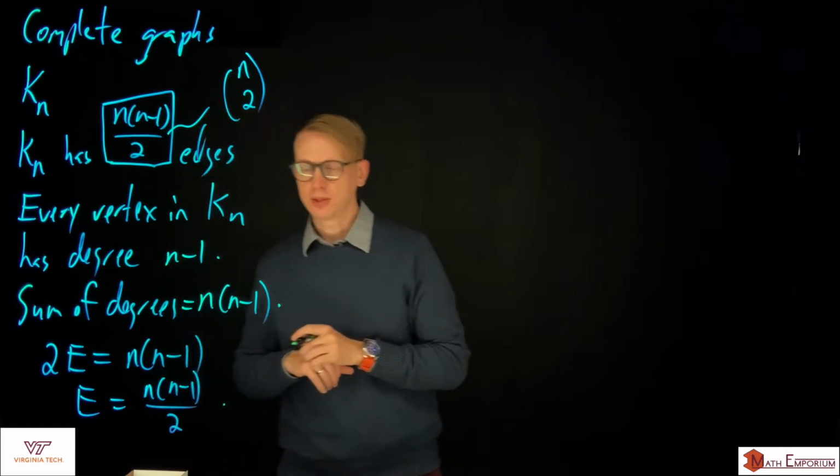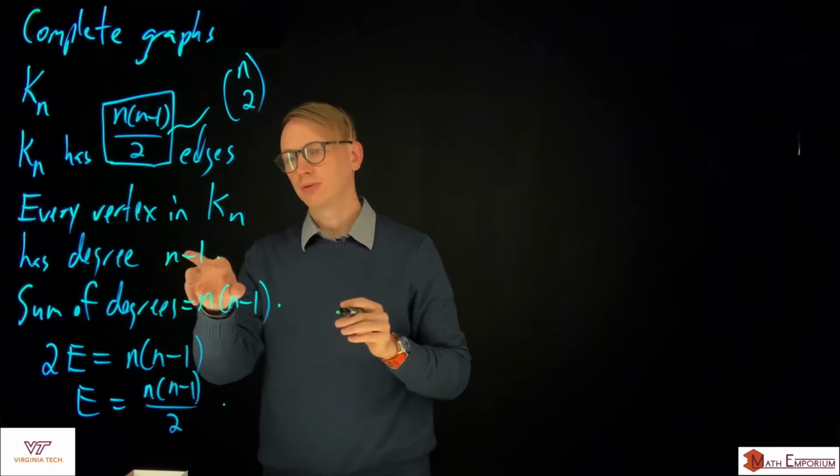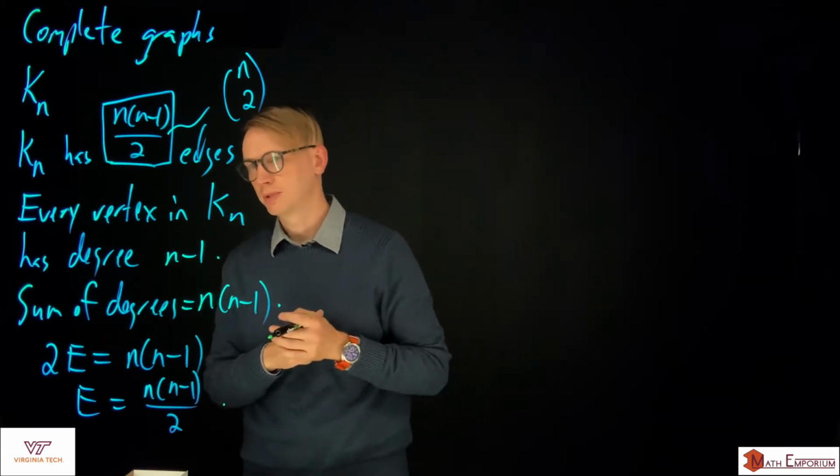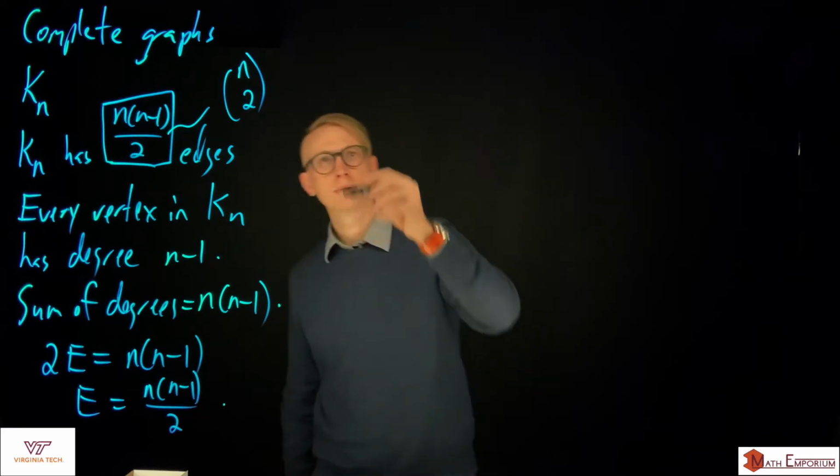So that's just an important thing to be aware of. Sometimes it's really important to know the degree of every vertex in Kn is n minus 1. Sometimes it's a simple fact like that that you need to work things through. All right, let's look at complements of a graph.